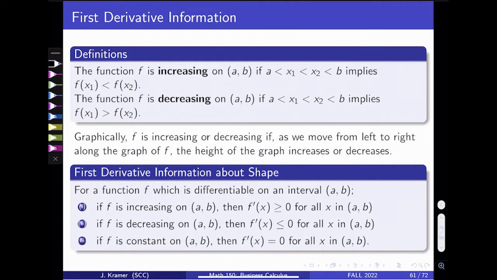Graphically, f is increasing or decreasing if, as we move from left to right along the graph of f, the height of the graph increases or decreases respectively.